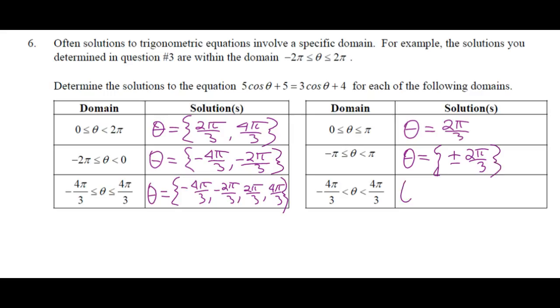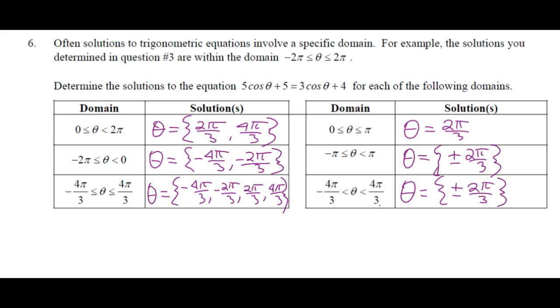And here, what do we got? Just the same thing, plus or minus 2 pi over 3, right? Because it's strictly less than 4 pi over 3, so it does not include 4 pi over 3, nor does it include negative 4 pi over 3, right? So again, it's just the same as what's above. Plus or minus 2 pi over 3.